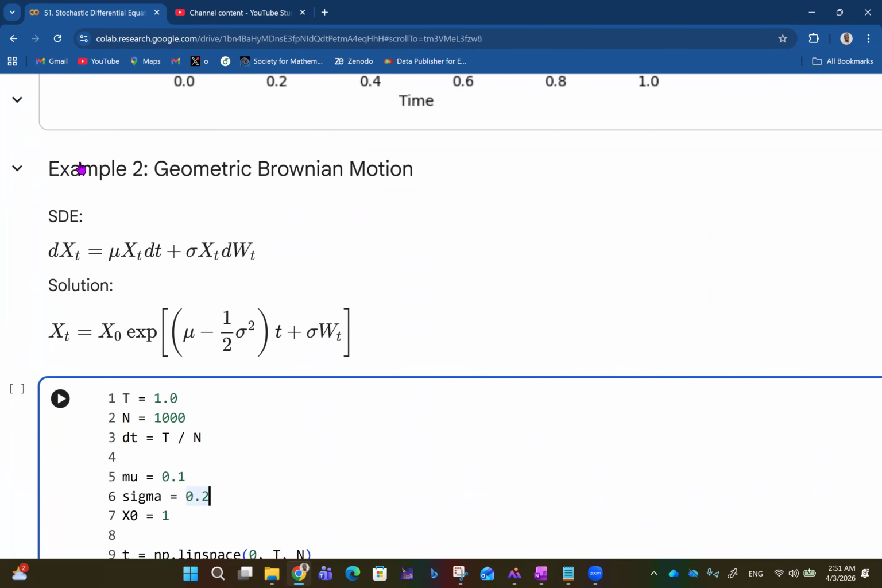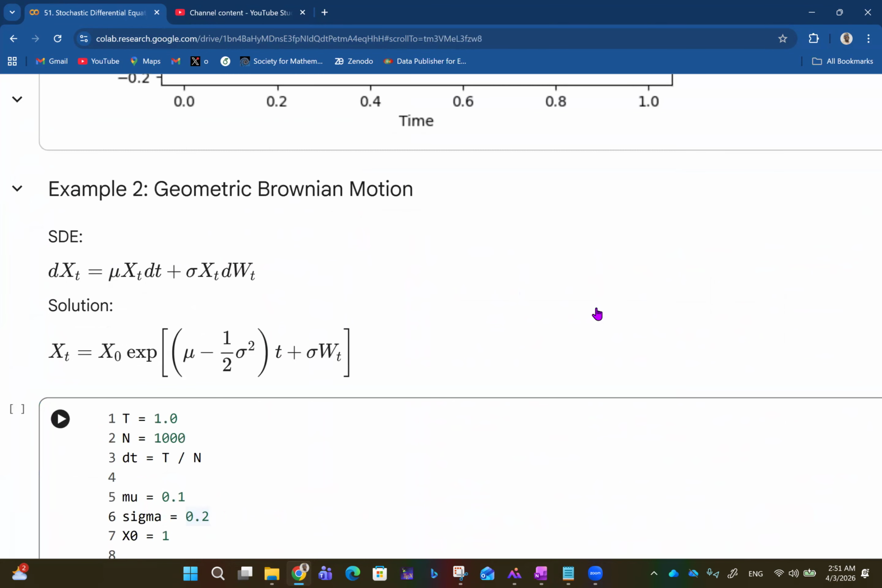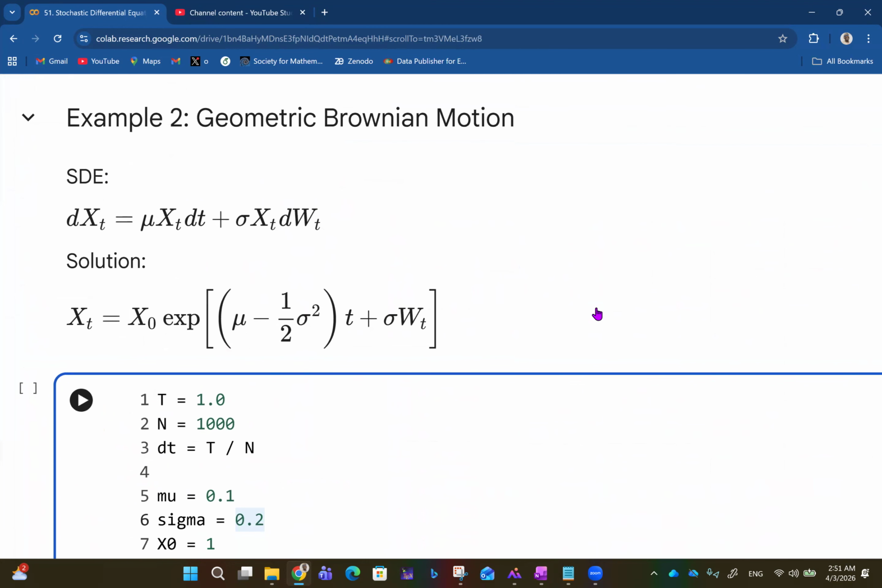Then we have geometric Brownian motion. Interestingly, I think in the next video we'll be looking at geometric Brownian motion in some depth. So if you have dx_t equals mu x_t dt plus sigma x_t dW_t, the difference is now that we have x_t added to this. If you solve this, it ends up being x_t equals x_0 exponent, all of this now.